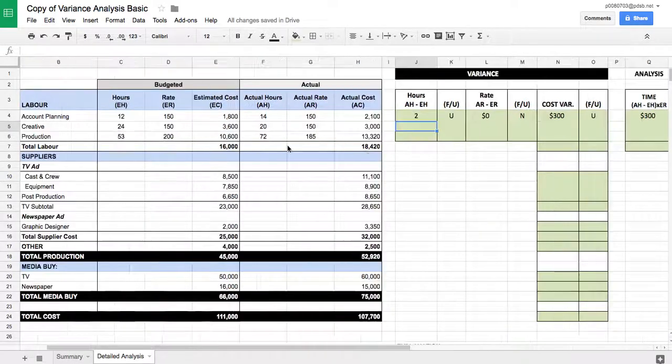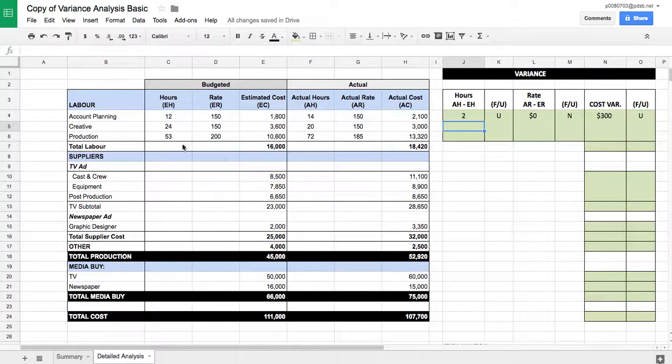Okay, now we can do this for each of these lines, and I want you to do that. Notice on the next line we have hours of 24. Our actual hours are 20. Okay, so our costs are 3,600 versus 3,000. So this is a favorable change.